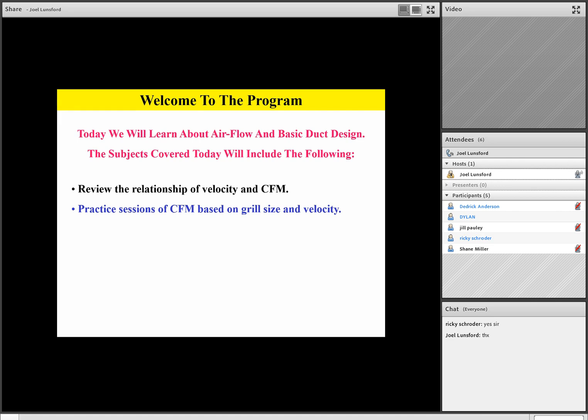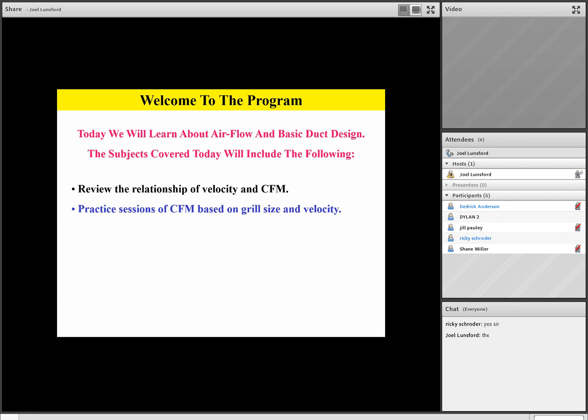So today we're going to learn about airflow and basic duct design. The subjects we're going to be talking about today will include the following. We're going to review the relationship of velocity, or the speed of the air, measured in feet per minute, and CFM. There's a distinct relationship between how fast the air is moving down through a duct system and the amount of CFM that's being delivered. We're also going to have some practice sessions of CFM based on grill size and velocity, and we'll talk about some of the tools we'll need to measure airflow with the velocity method.